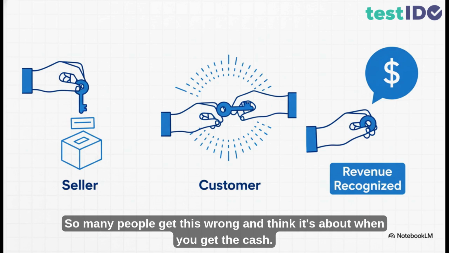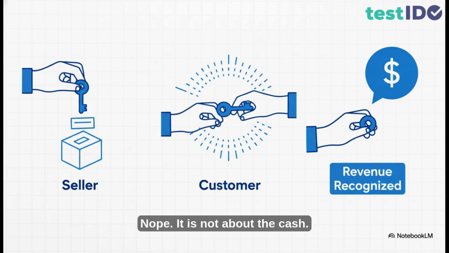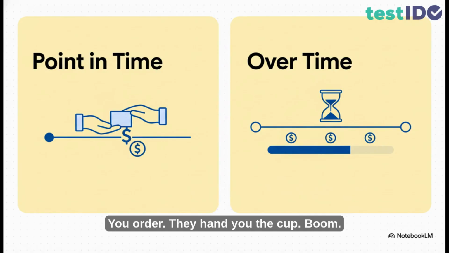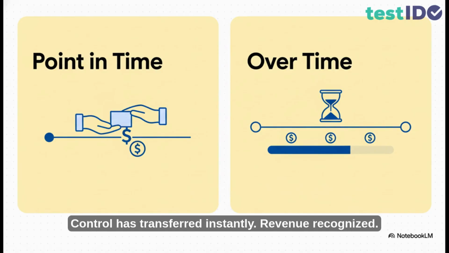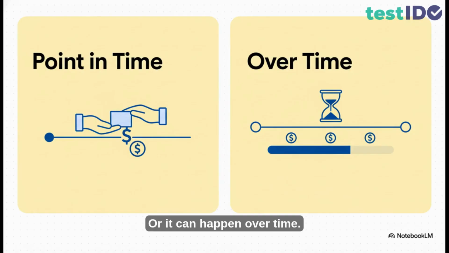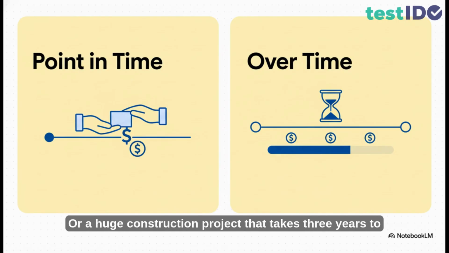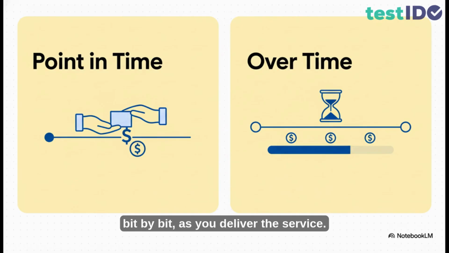So many people get this wrong and think it's about when you get the cash. Nope, it is not about the cash. It's about the transfer of control. Now, this transfer of control can happen in two main ways. It can be at a point in time, like buying that coffee. You order, they hand you the cup, boom, control has transferred instantly, revenue recognized. Or it can happen over time. Think about a Netflix subscription, right? You get the benefit of that service every single day of the month. Or a huge construction project that takes 3 years to build. In those cases, you recognize the revenue gradually, bit by bit, as you deliver the service.